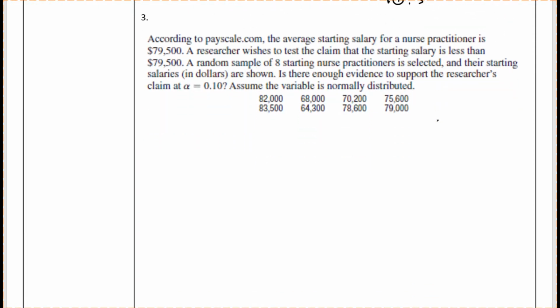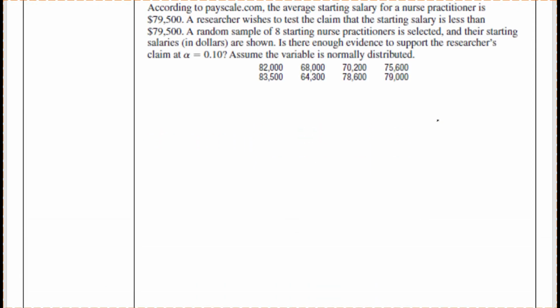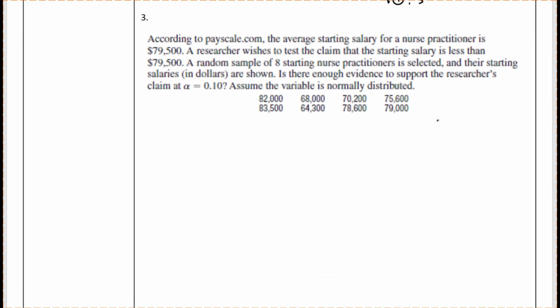All right, so going to the next problem. According to payscale.com, the average starting salary for a nurse practitioner is $79,500. A researcher wishes to test a claim that the starting salary is less than $79,500. A random sample of 8 starting nurse practitioners is selected, and their starting salaries in dollars are shown. Is there enough evidence to support the researcher's claim at alpha equals 0.10? Assume the variable is normally distributed.